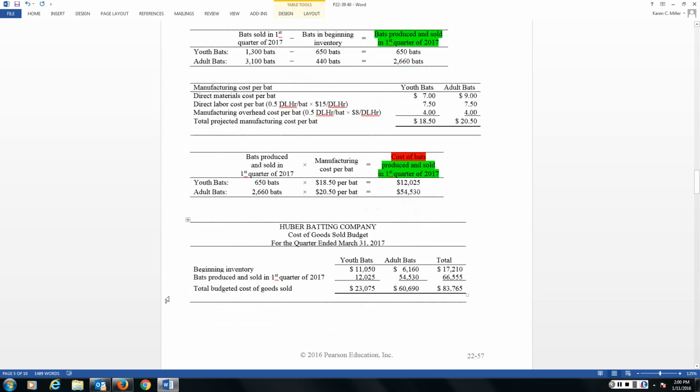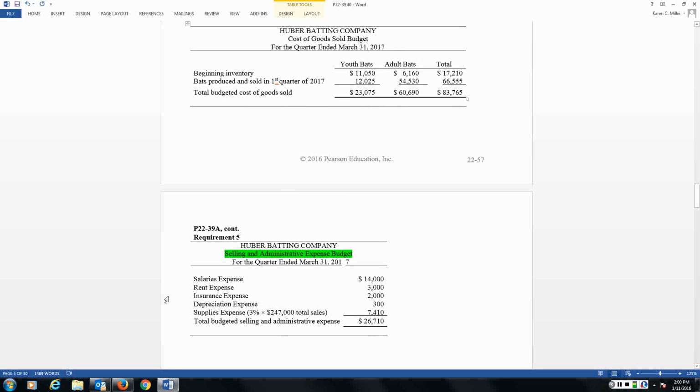Okay? So now we have a selling and administrative expense budget. Once again, the period related expenses. The book pretty much gave us all of these as fixed costs: salaries, rent, insurance, depreciation, and our supplies expense were predicted to be 3% of sales, so fairly easy. So now I have the cost of goods sold for my income statement, I have selling and administrative expenses for my income statement, and I have sales.